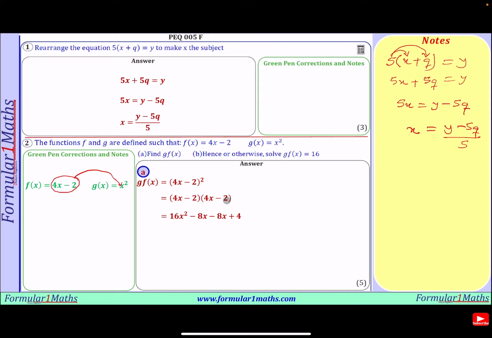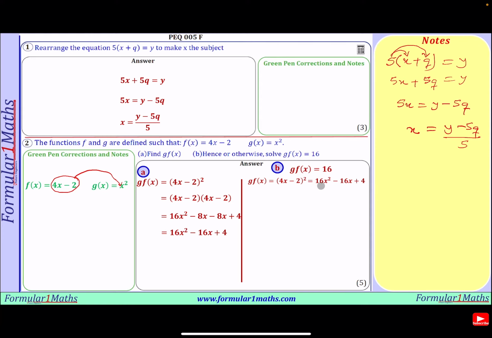Then we can collect like terms, because we can see that minus 8x and minus 8x are like terms. If we combine them, we get minus 16x. And this is gf of x. For b, we have seen that gf of x is 4x minus 2 squared, which we simplified to get 16x squared minus 16x plus 4.